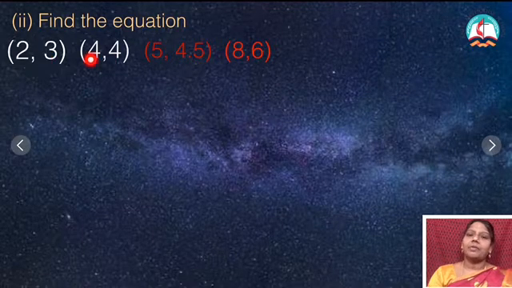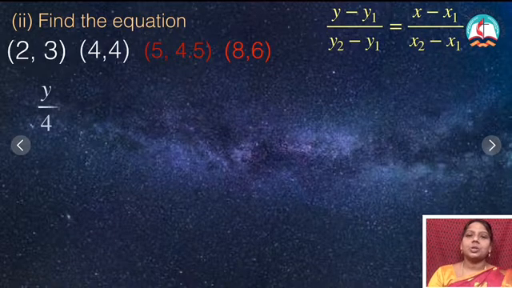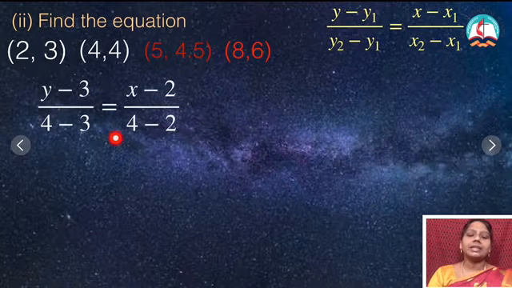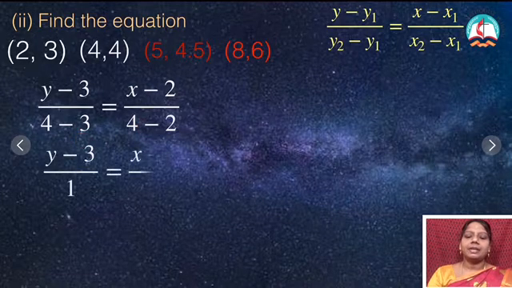Okay. Now we are applying the 2-point formula. So what is the 2-point formula? y minus y1 by y2 minus y1 equal to x minus x1 by x2 minus x1. I am substituting the points now. Therefore, I am getting y minus 3 by 4 minus 3 equal to x minus 2 by 4 minus 2. Now, I am simplifying that.